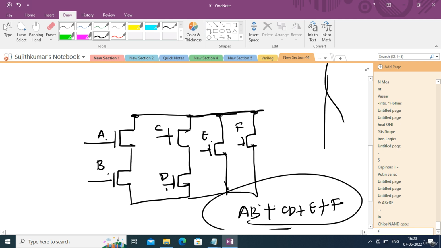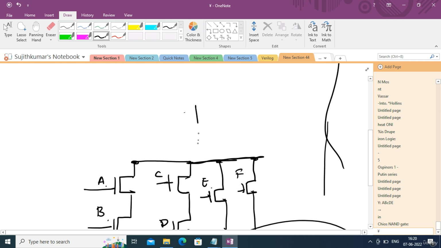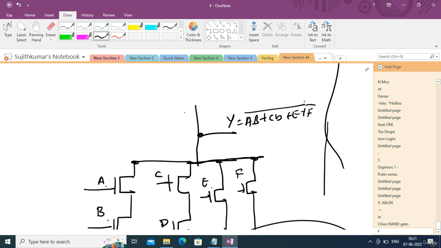Okay, so that's how we implement, and you have to invert it. Anyway, you know that it will give you the output only in inverted form. So y equal to AB plus CD plus E plus F the whole bar, right? Now I will go to implement the pull up network. This is the pull down network which uses some transistors. I will implement the pull up network also.